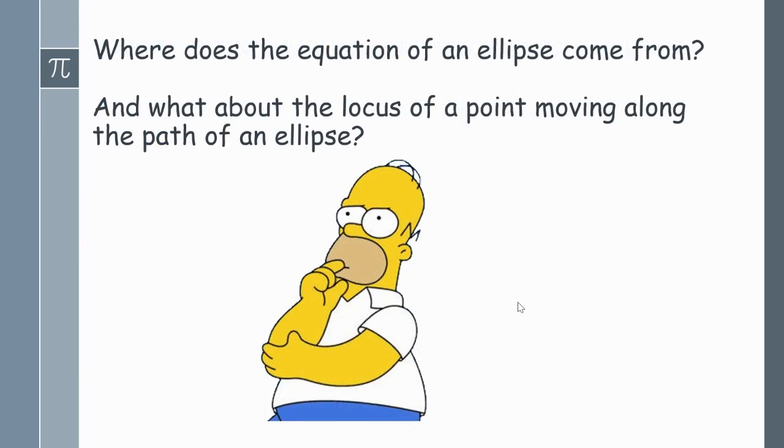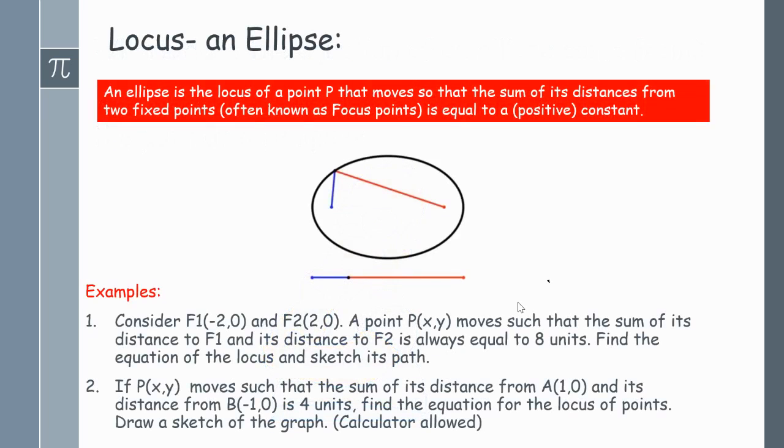Okay, so where does this equation come from? And what about the locus of a point that forms an ellipse? So an ellipse can be defined as the locus of a point P that moves so that the sum of its distances from two fixed points, often known as focus points, is equal to a positive constant.